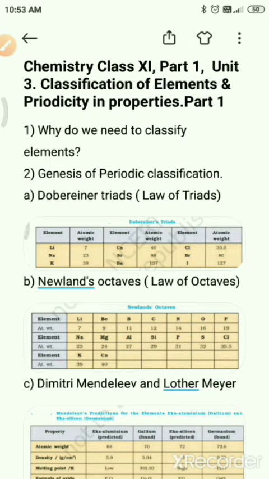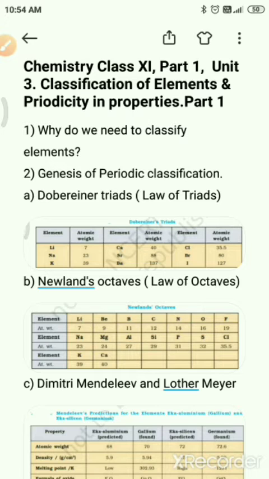How did the periodic classification come into existence? So, the genesis of periodic classification. The classification of elements into groups and the development of periodic law and periodic table are the consequences of systematizing the knowledge gained by a number of scientists through their observations and experiments. We'll study one by one the scientists, what they made, and what they contributed to the periodic table.